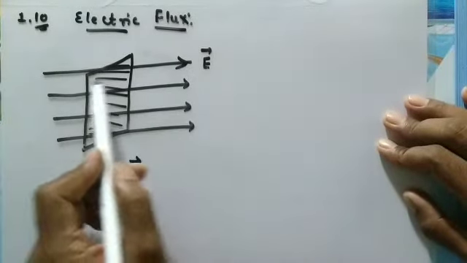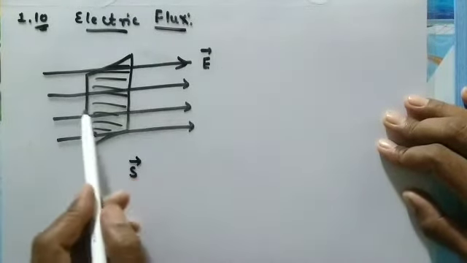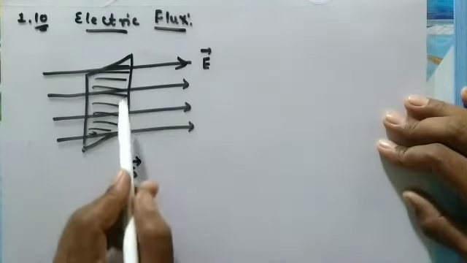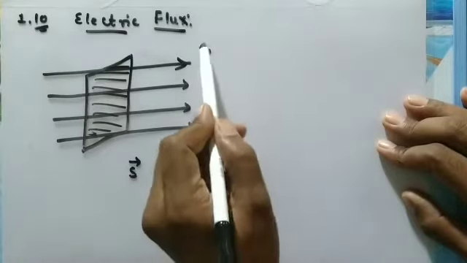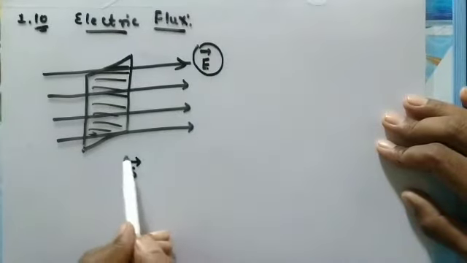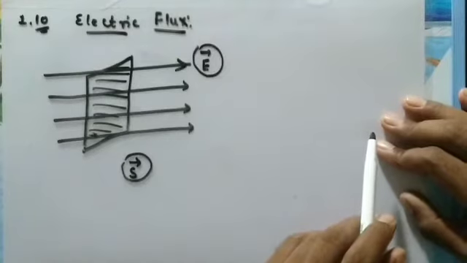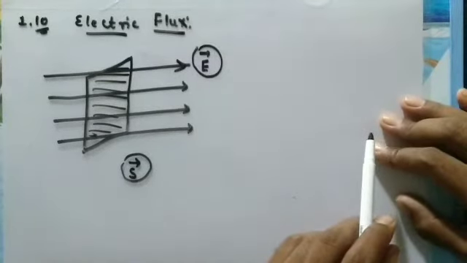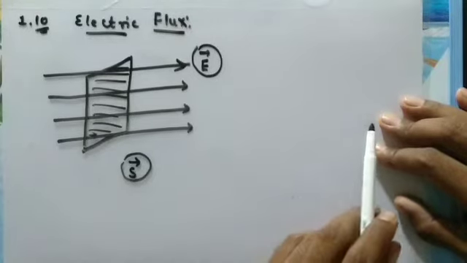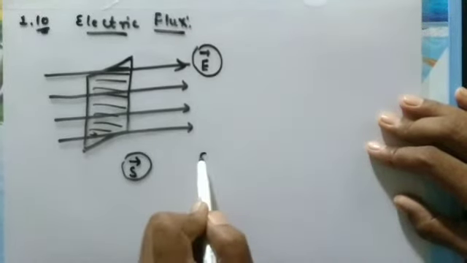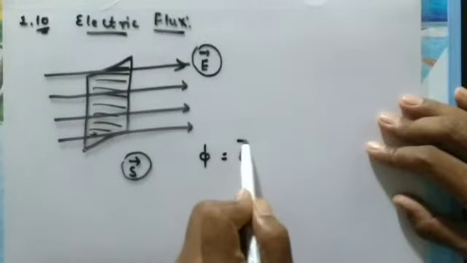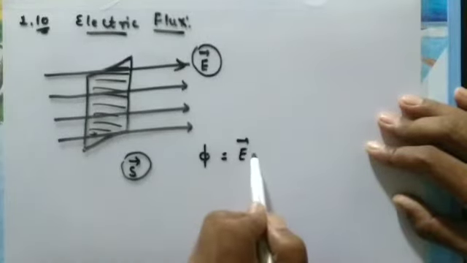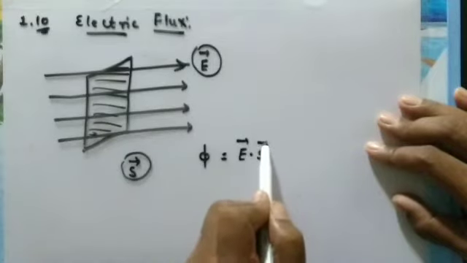Now these electric field lines are passing through this plane surface, so we can say that this electric field is linked with the surface area. So now we can define electric flux as phi is equal to electric field dot surface area.